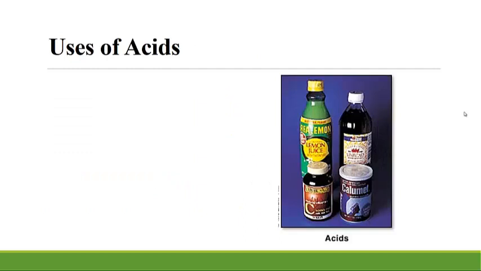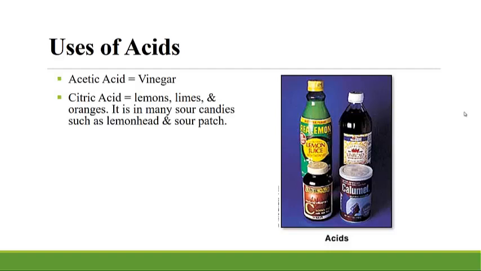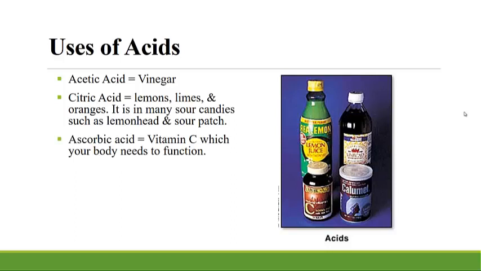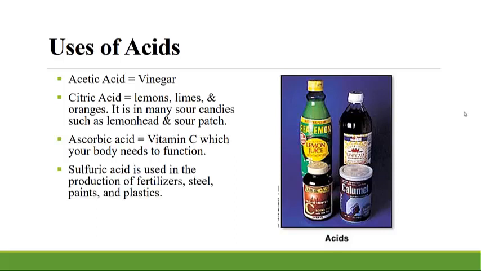Lots of uses for acids. Many of these you're already aware of. Acetic acid is what we call vinegar. Citric acid we find in things like lemons, limes. It's in sour candies. It's in soda. Ascorbic acid. This is vitamin C. Our body needs this to function.